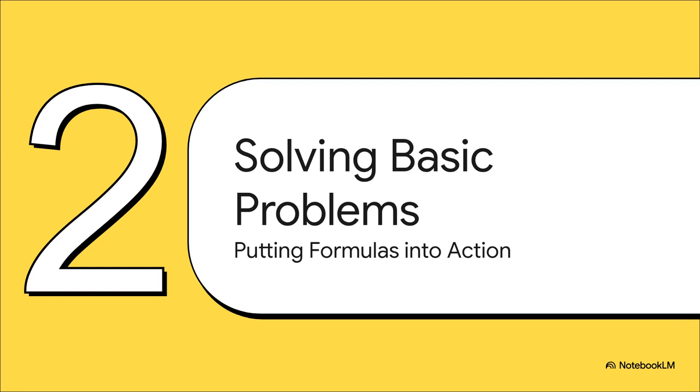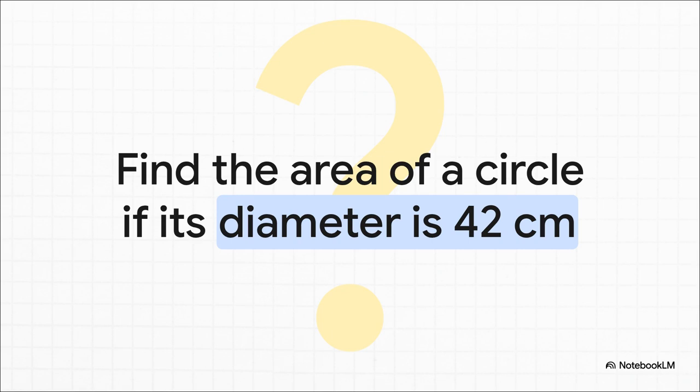So, we have the formulas, but knowing them is one thing. Actually using them when the clock is ticking is a whole other ballgame. So let's put our new toolkit into action with a real exam-style problem. All right, here's a pretty typical question. We need to find the area of a circle, and they've told us its diameter is 42 centimeters. Did you spot the little trick here? The formula needs the radius, but they gave us the diameter.